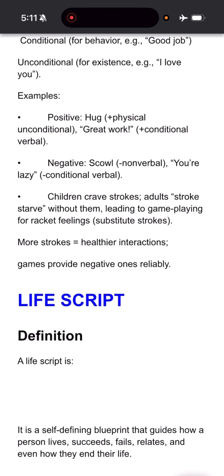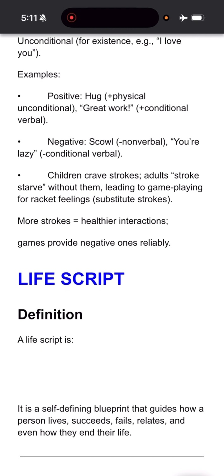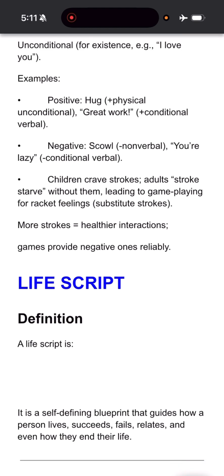Generally a negative stroke is better than no stroke. There should be some kind of stroke. The more positive strokes, the better it is, but a negative stroke is also considered better than no stroke. Games provide negative ones reliably. Now we will learn about this. I told you in the previous class about the psychological games stated in transactional analysis. Now what are these games? The games provide negative strokes reliably. When psychological games are being played, it leads to negative strokes.